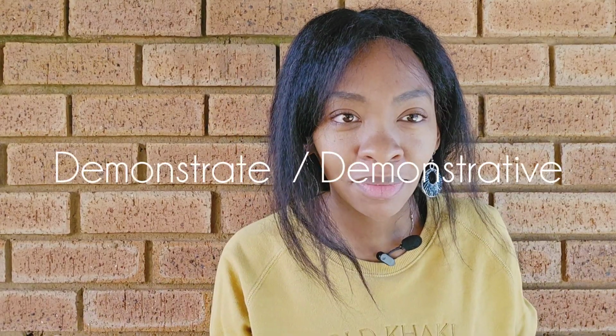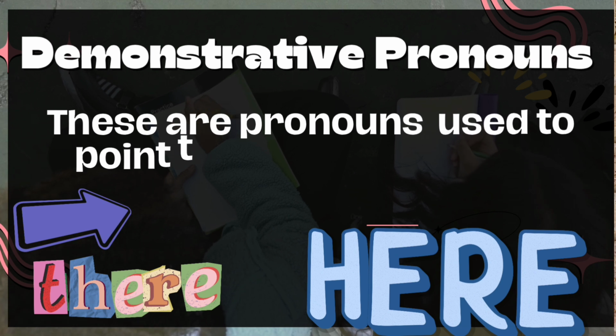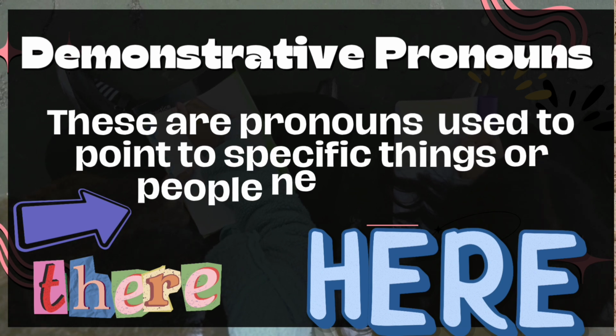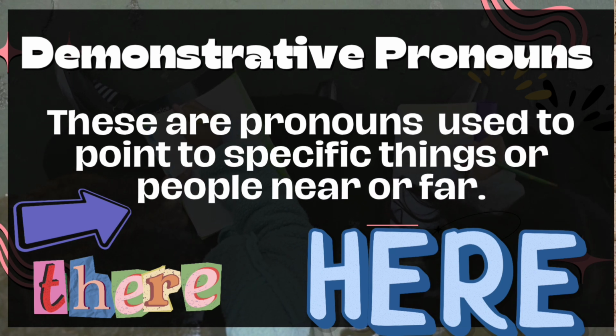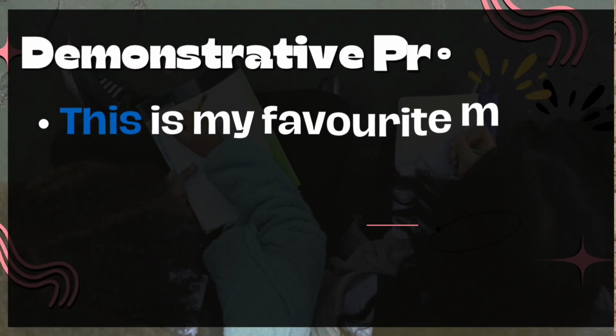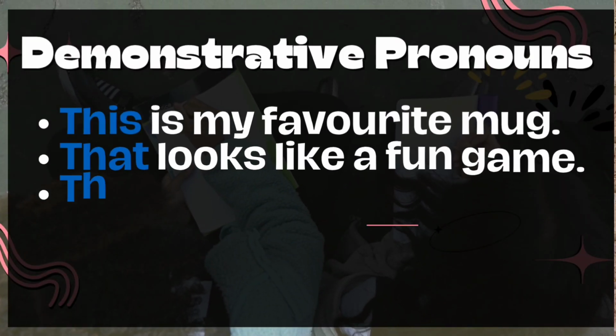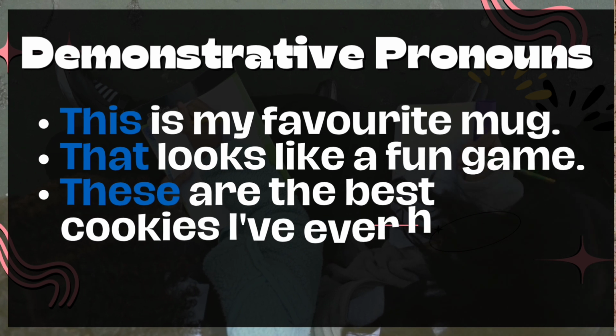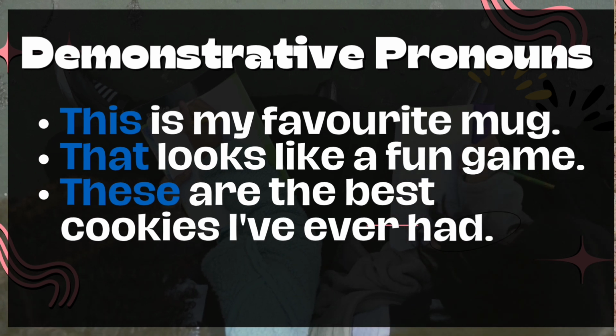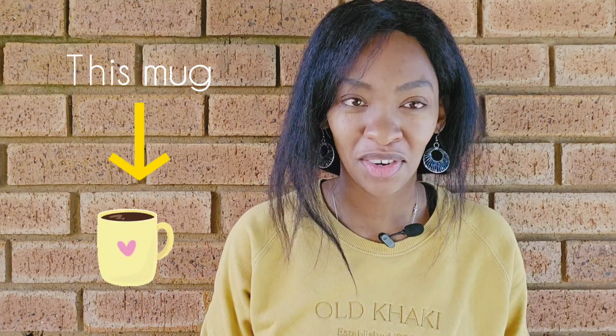Good. Now we are moving on to the last one, demonstrative pronouns. It's in the word demonstrate. Demonstrate. What are demonstrative pronouns? Demonstrative pronouns are pronouns used to point to specific things or people that are near or far. For example, look at the sentence. This is my favorite mug. We're pointing to the mug. Which mug is it? This one. Not that mug. This mug is my favorite mug.